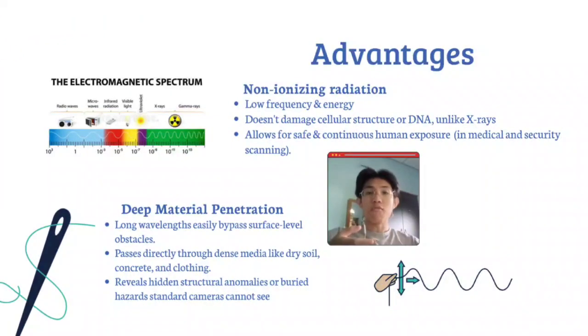Radio wave-based imaging offers two profound physical advantages. First, it emits non-ionizing radiation. Because it operates at ultra-low frequencies, it carries zero risk of structural or DNA damage, which means it is perfectly safe for continuous human exposure in medicine or security. Second, its long wavelengths allow for deep material penetration. These waves easily bypass surface obstacles, passing directly through dense media like dry soil, concrete, or clothing to reveal hidden hazards that standard optical cameras simply cannot see.